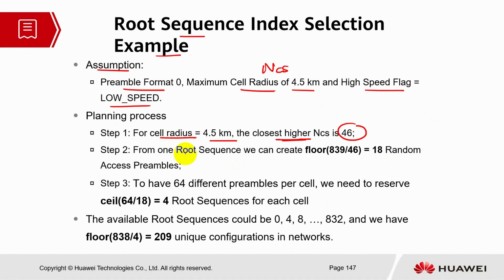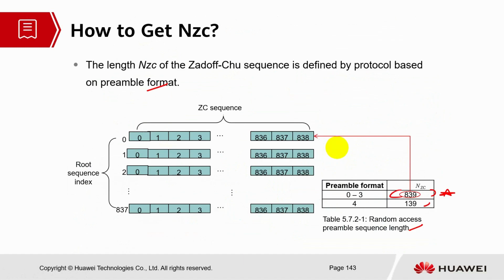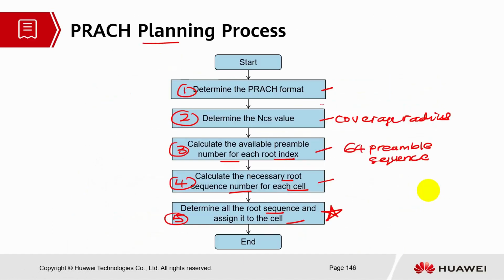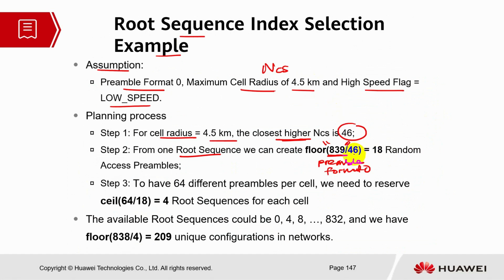So step 2, from one root sequence we can create 839 because this one is preamble format 0. So for preamble format 0, total is 839. You can see from the formula here, it is total 839 from the preamble 0 to 3. So we divide by NCS 46. So we have 18 random access preamble. So to have 64 different preamble per cell, we need to reserve 64 divided by 18, 4 root sequence for each cell. So the available root sequence could be 0, 4, 8 up to 832.